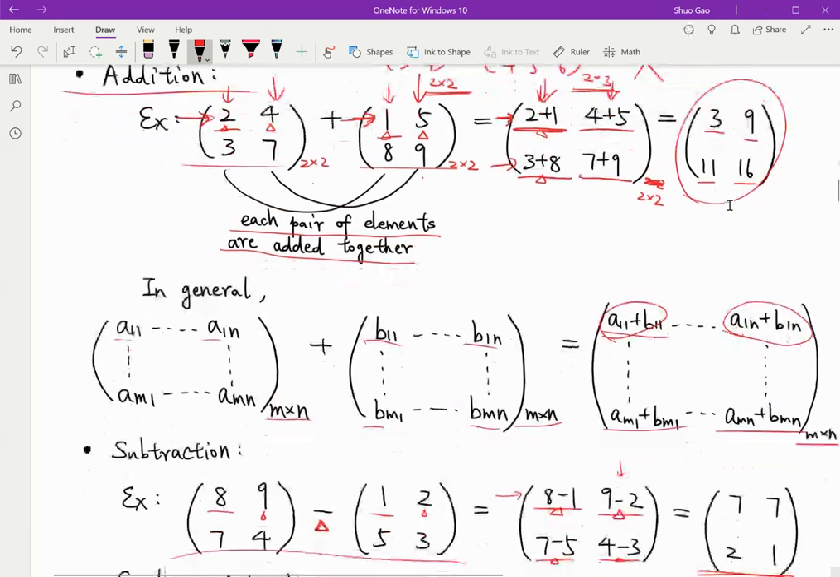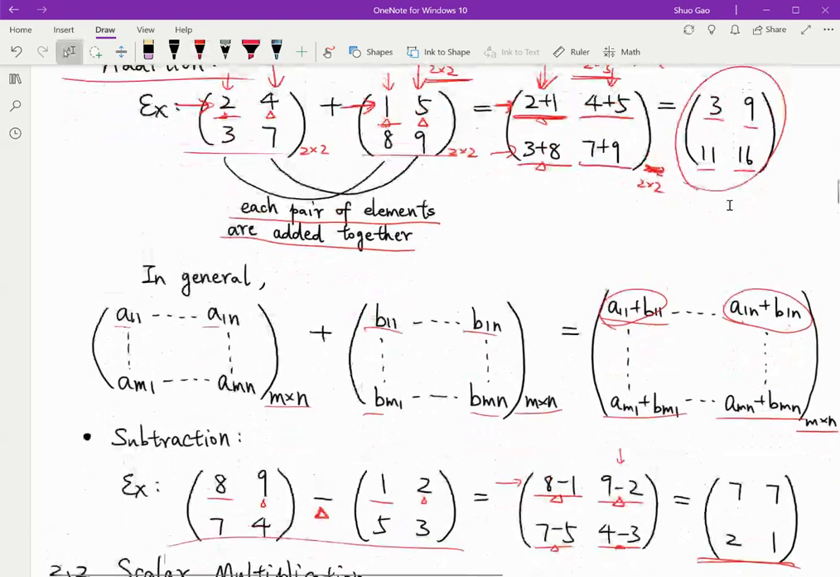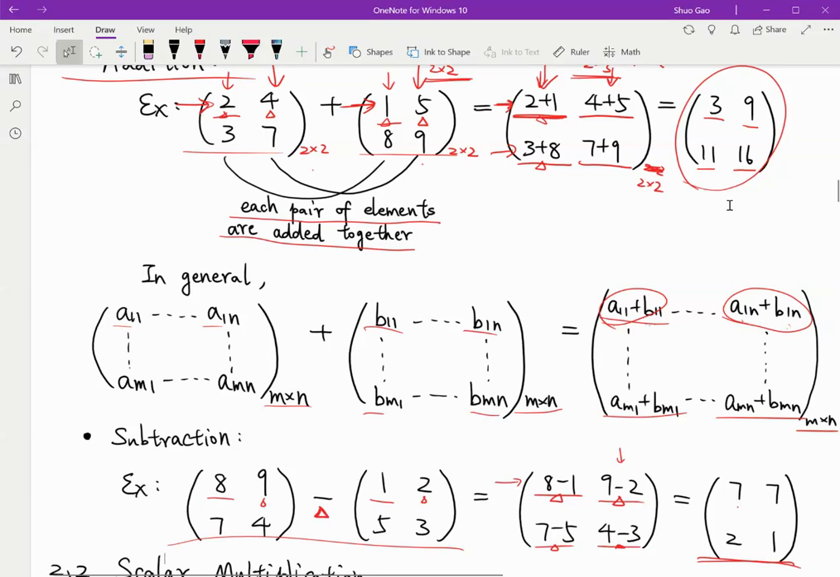So we can see that for addition and subtraction, it's very easy. We just compare the elements in the same locations and do addition and subtraction accordingly. And so the resulting matrix should have the same dimension as the original two matrices. We don't change the dimension by addition and subtraction.